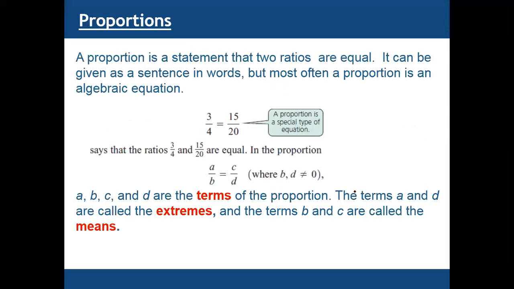Now we have proportion. A ratio is the comparison of two things which have the same units. A proportion is a statement that two ratios are equal. There are two ratios. Like what? The first one is 3 divided by 4. This is one ratio, equal to 15 divided by 20. This means that these two ratios are equal.